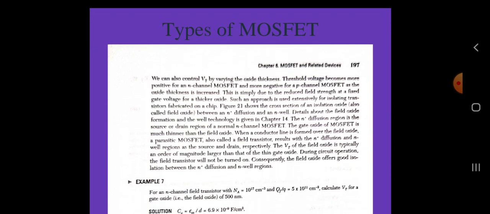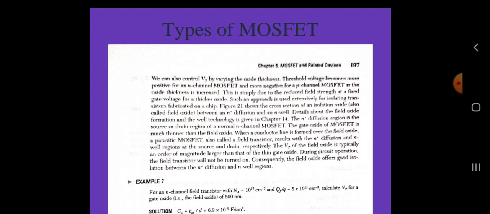Threshold voltage becomes more positive for an N-channel MOSFET and more negative for a P-channel MOSFET as the oxide thickness is increased. This is simply due to the reduced field strength at a fixed gate voltage for a thicker oxide. Such an approach is used extensively for isolating transistors fabricated on a chip.